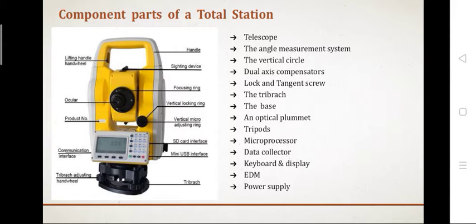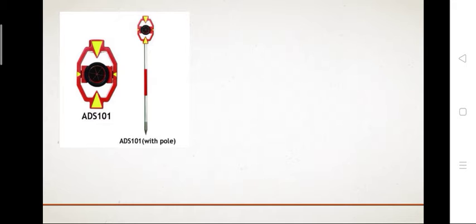We have a microprocessor in it. Okay, this is a target or a reflector. When you bisect the point, you have to bisect through this reflector or target rod. Okay, this is called the target rod.